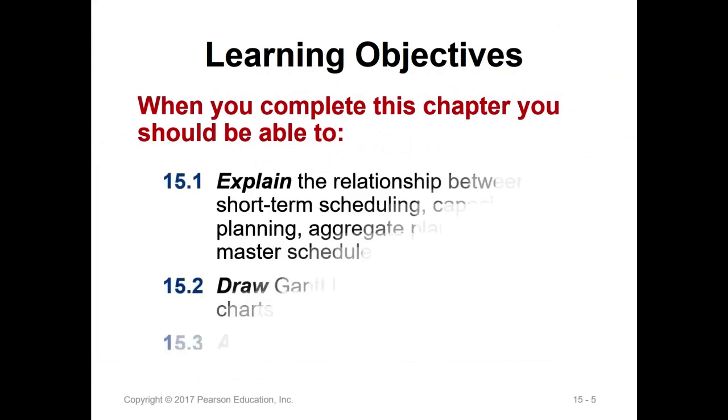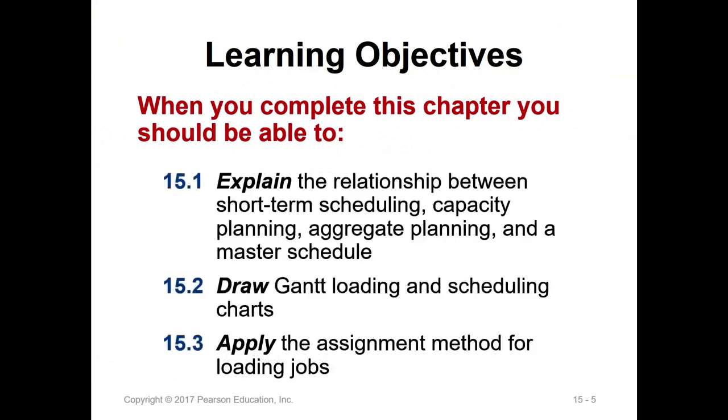In this chapter, the learning objectives include explaining the relationship between short-term scheduling, capacity planning, aggregate planning and the master schedule. Scheduling is very much related to all of the rest of the topics. So what are the relationships? We also introduce the Gantt chart, and drawing the Gantt chart, loading and scheduling charts.